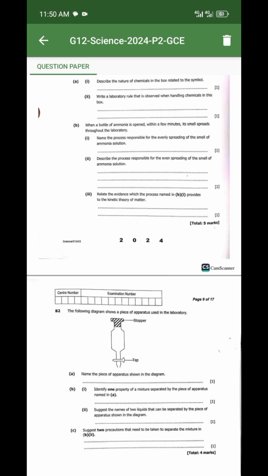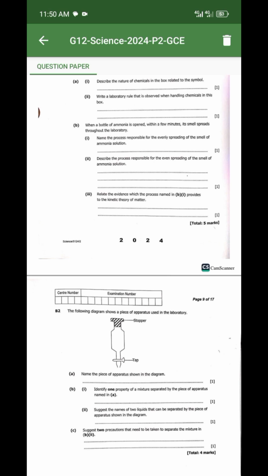So we move on to question B3. Relate the evidence which the process named in B1 provides to the kinetic theory of matter.